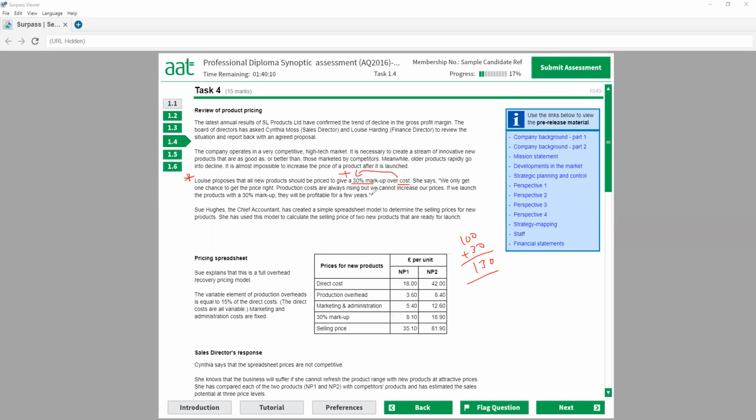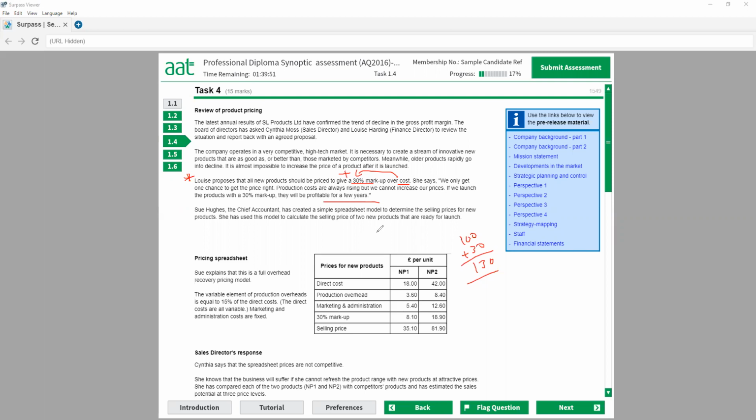Production costs are always rising, but we cannot increase our prices. If we launch the product with a 30% markup, it will be profitable for the year. So this is a good thing. If you add a 30% markup to the product, your product will be profitable, no doubt.